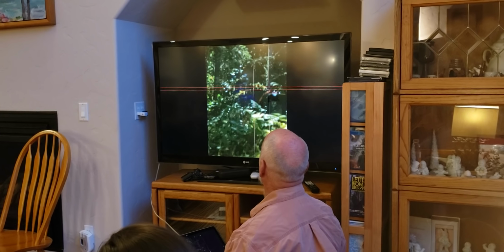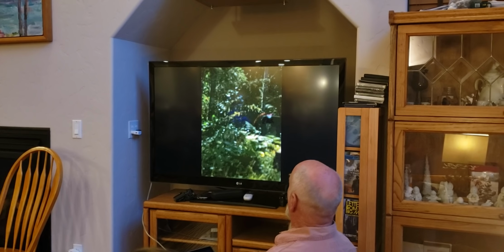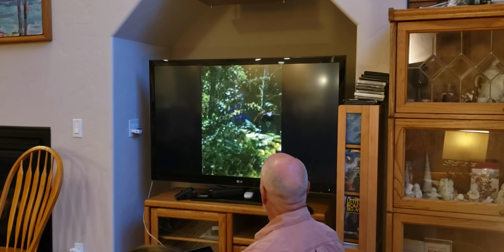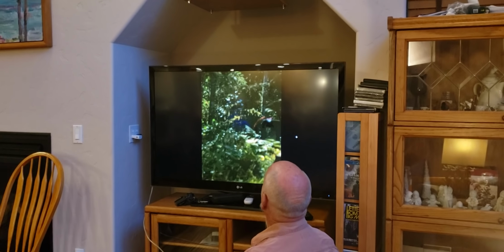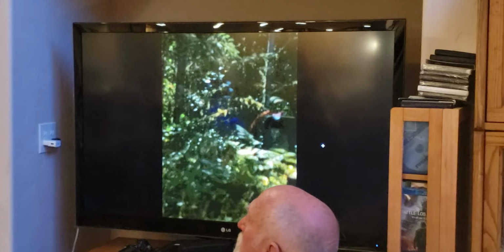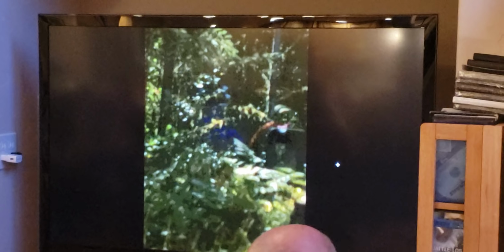And here it is again. I think it's actually 12 or 13 frames. All right, that does it. I'm going to control them here now.